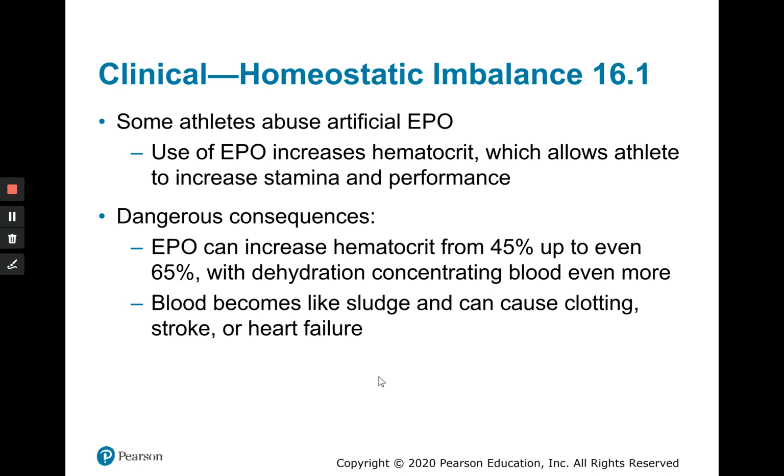But there are dangerous consequences. You do not want to increase your hematocrit too much. If you increase it from 45% up to even 65% by abusing artificial EPO, and then you add on to that dehydration, which is commonly associated with the after effects of any type of physical performance, then you're going to put yourself at risk for the blood becoming very thick, very sludge-like, possible blood clotting, possibly a cerebral embolism or pulmonary embolism, stroke, or even heart failure.